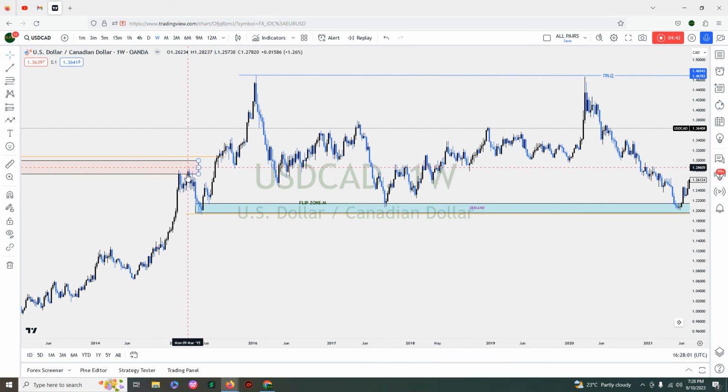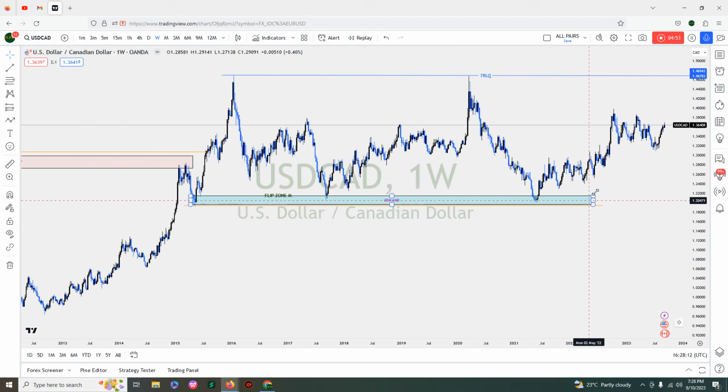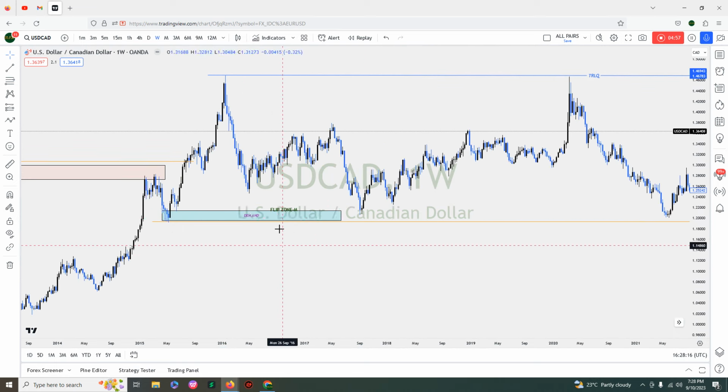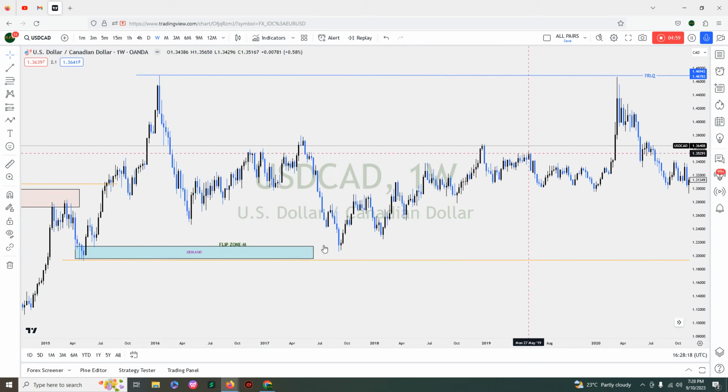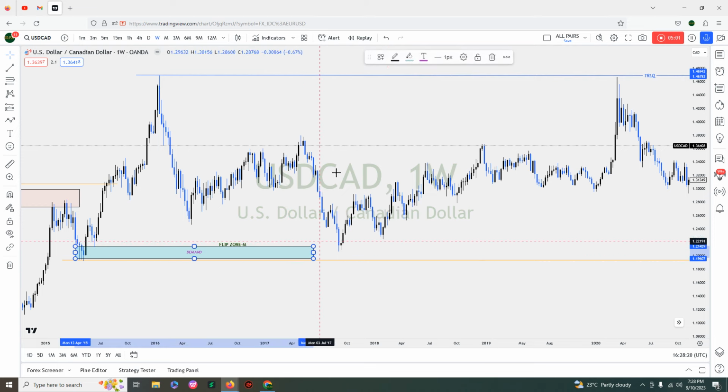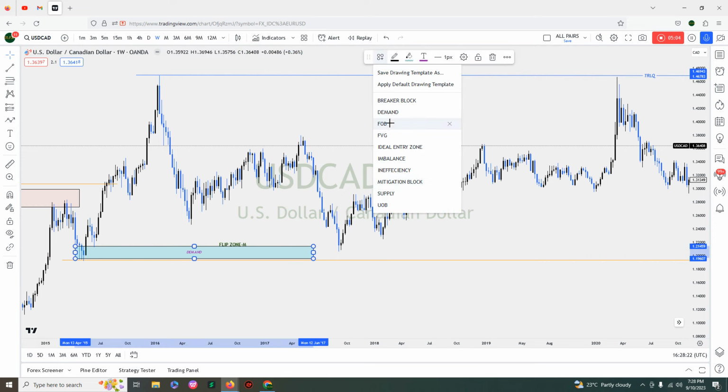It tapped this region, came back down, broke. What did the market do? It came back to this region again to pick up more orders to go higher. If you allow me, I'll show you why the market came back to this region. I want you to ignore what is on this side moving forward. Until then, this was a fresh order block.